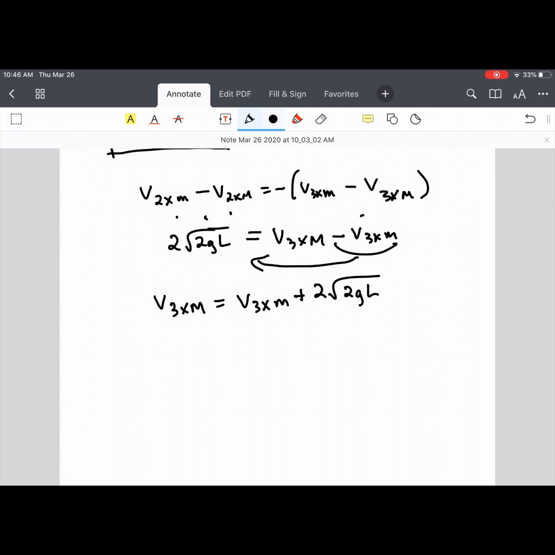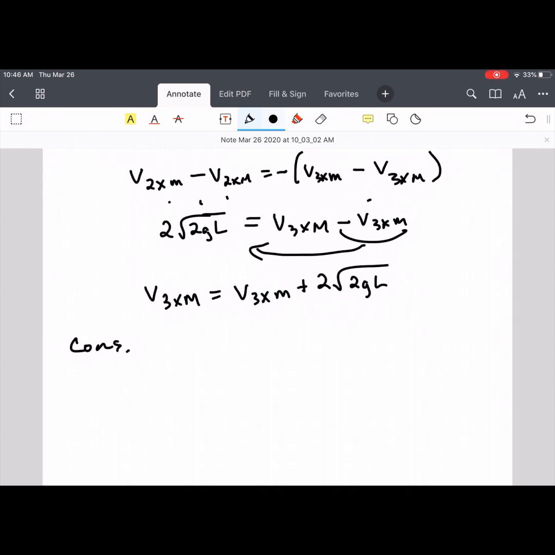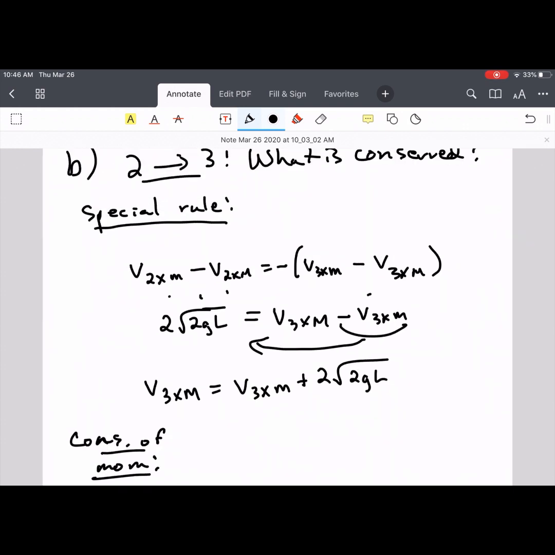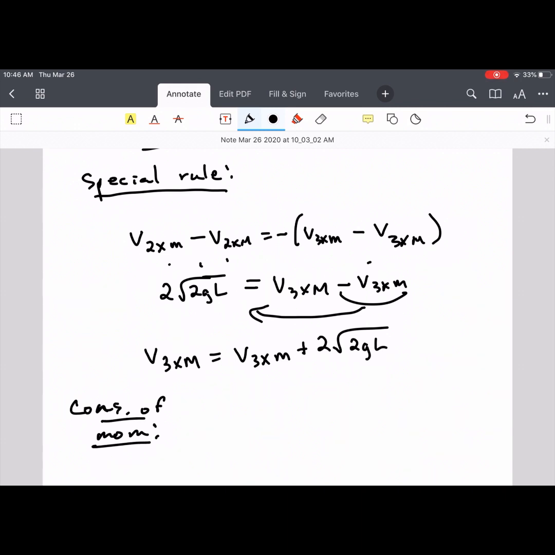Next up, we need to talk about conservation of momentum. So again, remember, this special law doesn't override conservation of momentum or conservation of energy, and we'll generally need to use the actual momentum conservation laws to get this to work. So in terms of conservation of momentum, my initial momentum is the mass of the little object times its velocity, v2x little m, plus the mass of the big object, 2m, times its velocity, v2x big M. Let's go ahead and substitute these values. This guy is root 2gl. This guy is negative root 2gl.